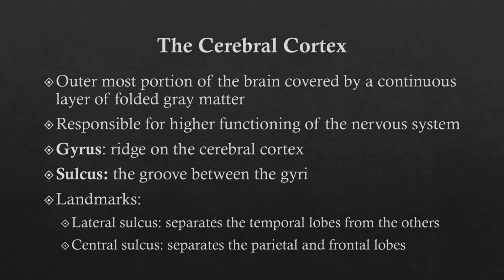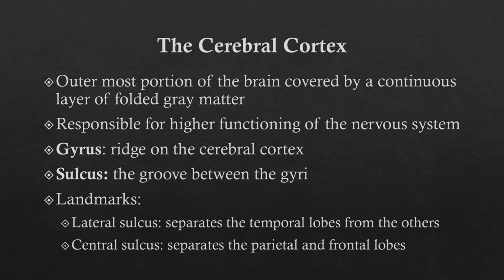Cortex. The cerebrum is covered by a continuous layer of gray matter, known as the cerebral cortex. This is a thin region of wrinkled gray matter that is involved with the functioning of the nervous system. The folding of the gray matter allows for more to fit within the limited space of the skull. The ridges of one of the wrinkles in the gray matter is called a gyrus, while the groove between the 2 gyri is known as a sulcus.